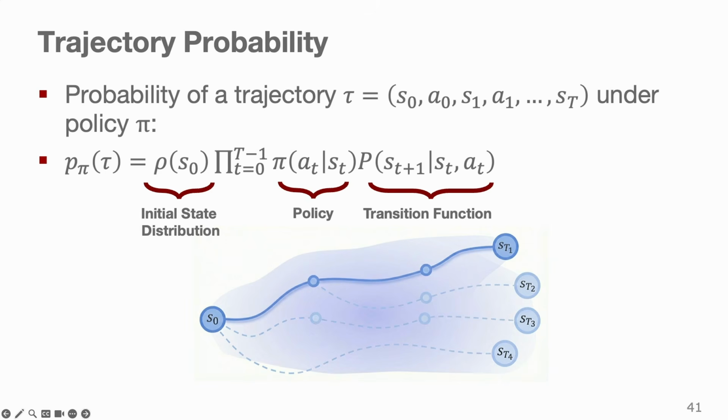This is modeled by these 3 things. The probability, the rho, represents the probability of the robot starting at a certain state. Then we have the policy at every state, what action does our policy choose. And then we have the transition function. So given the action, where does the physics actually land us? And so by multiplying these together for every time step, we get a complete probability of everything that could happen.